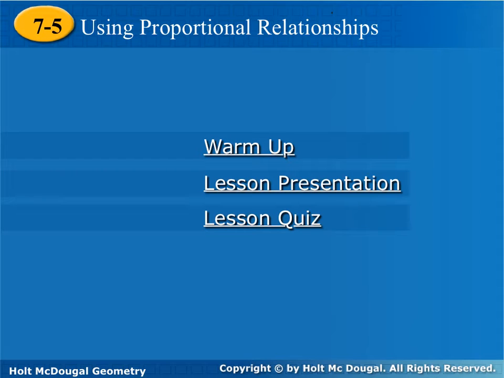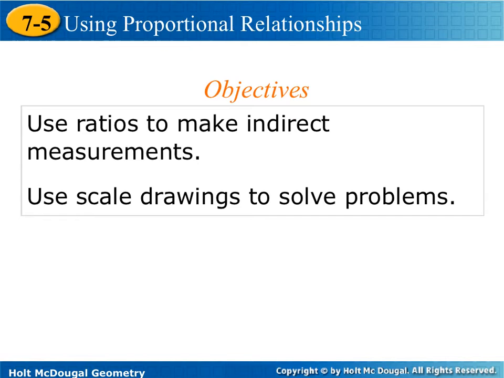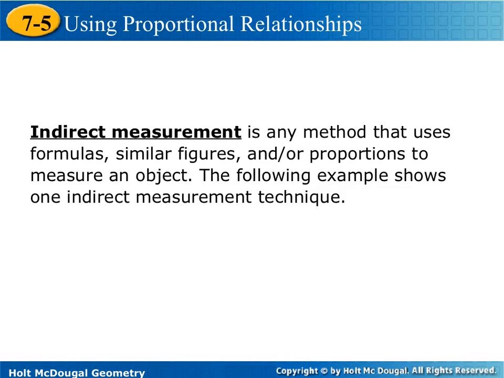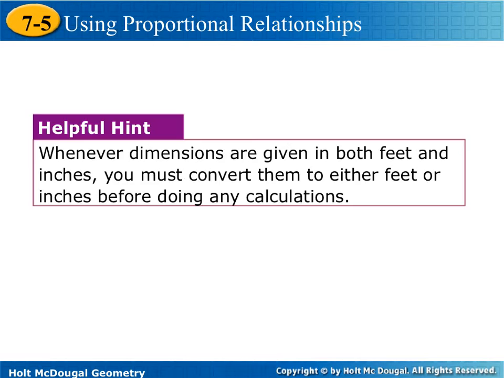Okay, in 7.5, we are going to use proportional relationships. So our objective is to use ratios to make indirect measurements and to use scale drawings to solve problems. An indirect measurement is any method that uses formulas, similar figures, and/or proportions to measure an object. The following examples show the indirect measurement technique.